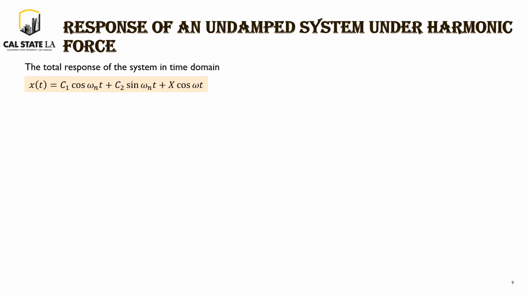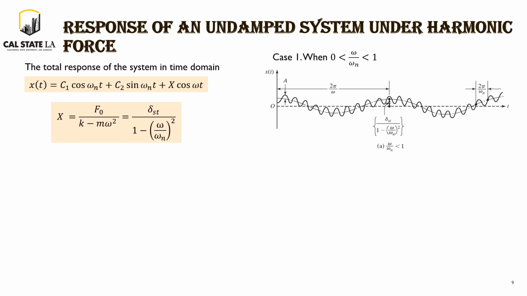Let's look at the total response of the system in time domain. We copied the solution we had before. So for the first case, when omega over omega n is less than 1, we know that the first two terms will be the vibration with the frequency of omega n. The last term will be the vibration with omega. Omega is very small, so this is why we will see this type of vibration.